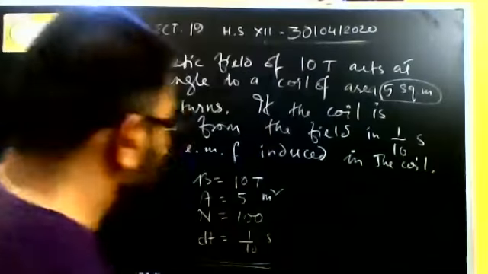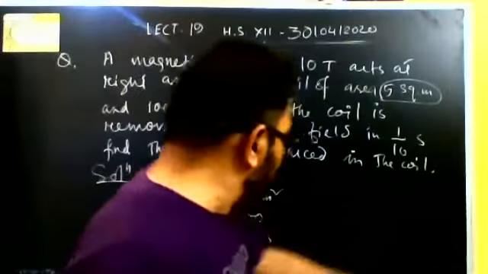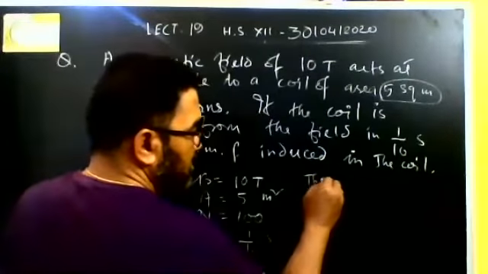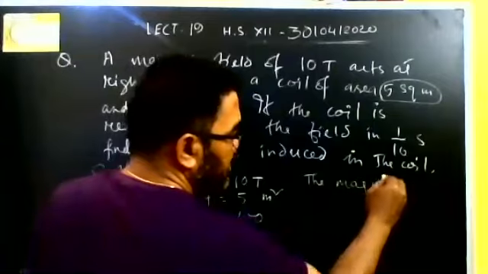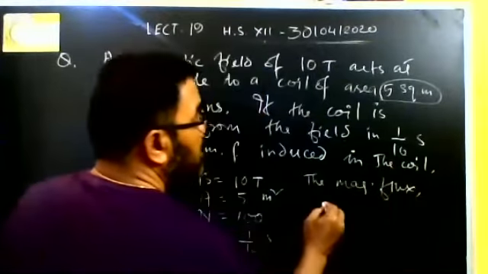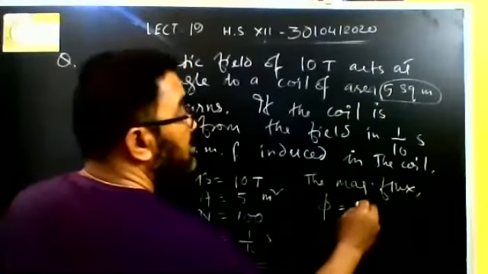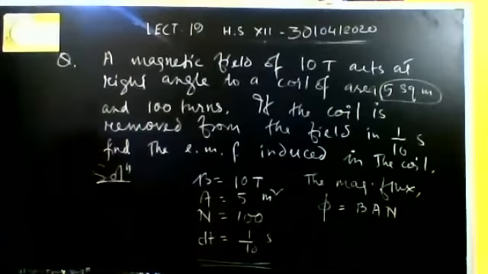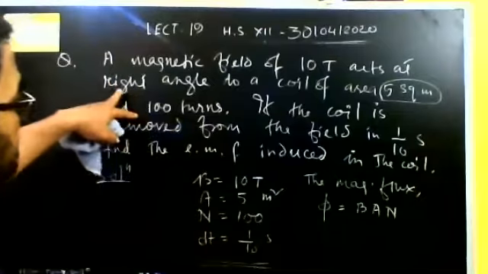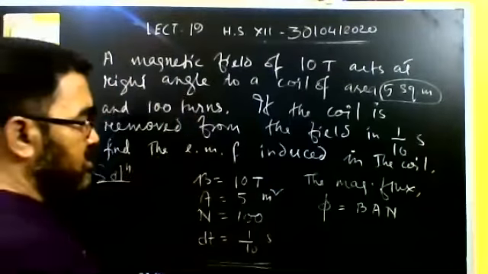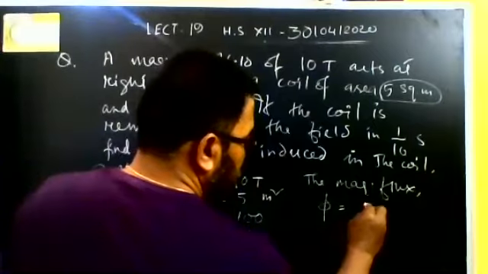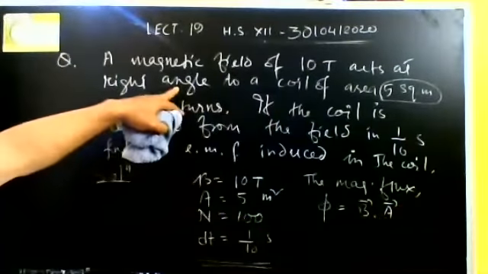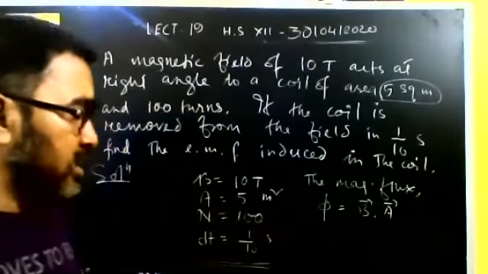So first of all, we have to find out the magnetic flux. As we know, phi is equal to B A, right? Since it is right angle, we know that magnetic flux is nothing but the dot product of B vector and A vector, right? B is the magnetic field, A is the area.